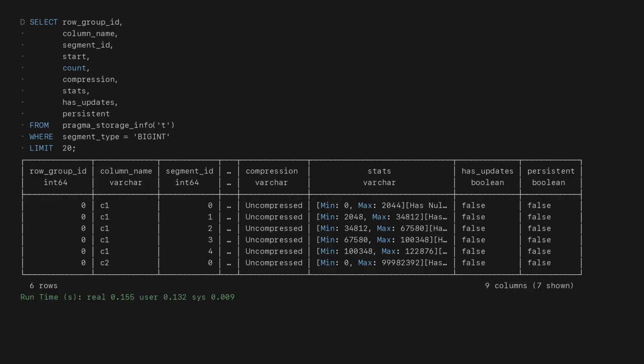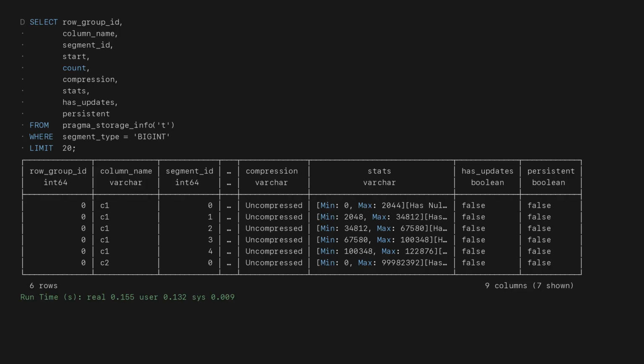Look at row group 0, column C1, segment 0, min 0, max 2044. Two numbers. Segment 1, min 2048, max 34812. Each segment of each column in each row group has these two numbers. Has updates is false everywhere. We haven't modified any rows.